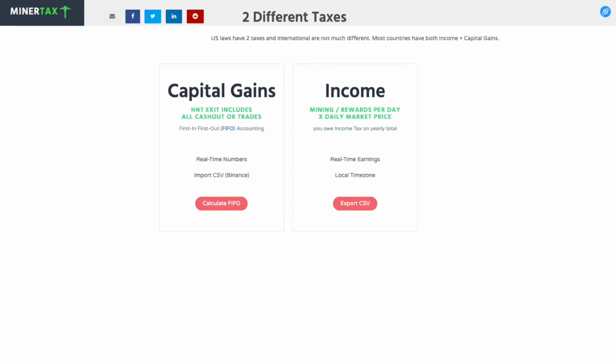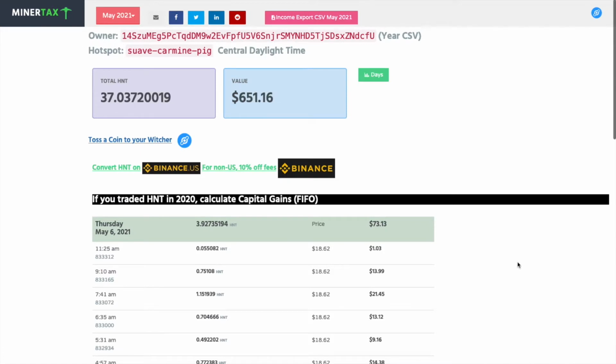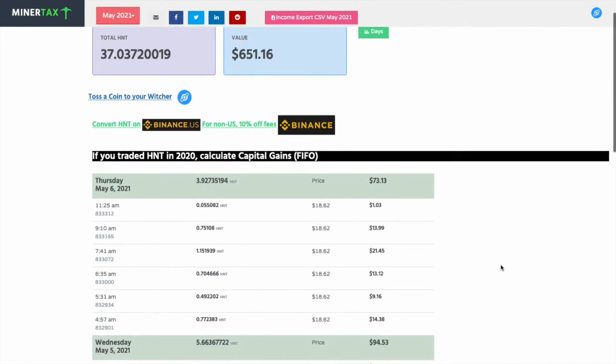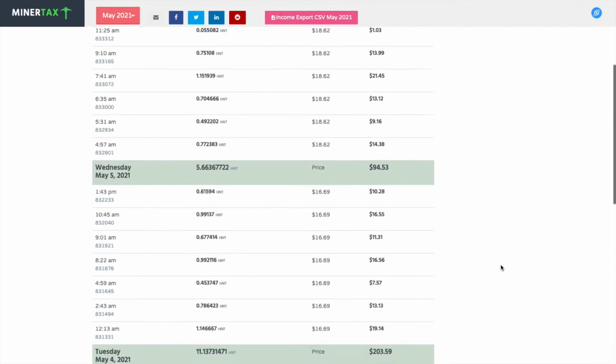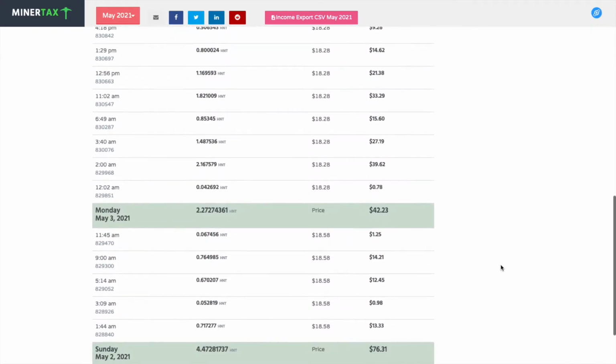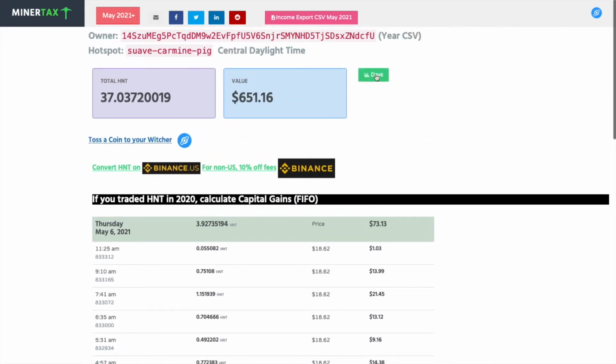Now this is mainly for the US, but most countries have similar laws. For income tax, select your currency and enter the hotspot or owner address. The law says that mining income is the daily total coins times daily market price. The reason is whatever you mine, you could cash out the same day, so that is considered your income.